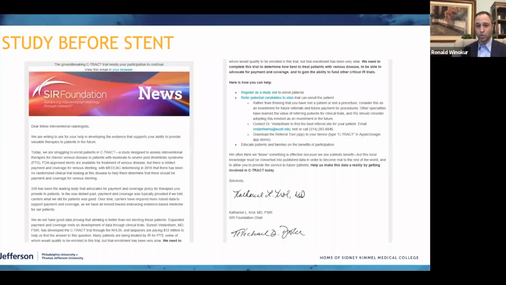And this is really important. SIR has backed this, the American Venous Forum has backed this, and some of you may have seen this email from the SIR Foundation last month, "Study Before Stent." This is a big promotion to get C-TRACT out into the public, out into the community. And those of you who are seeing patients, and I'm sure everybody is seeing patients with leg swelling and chronic deep venous obstructive disease, try to shift these patients to get enrolled in the C-TRACT trial.